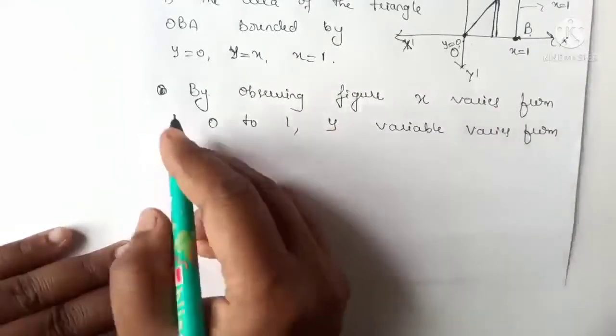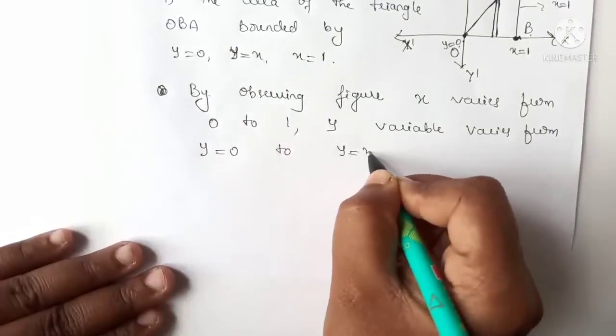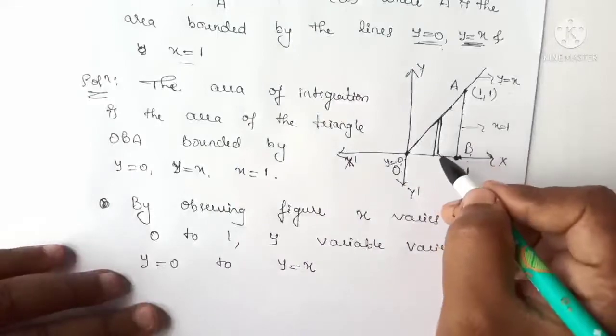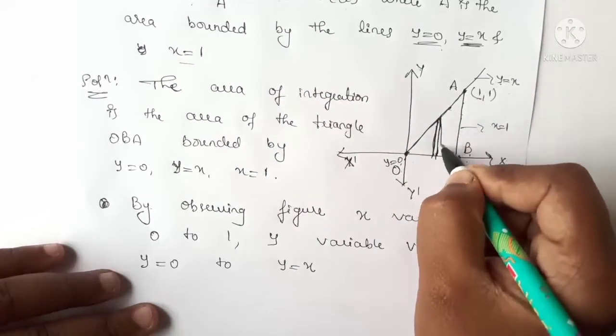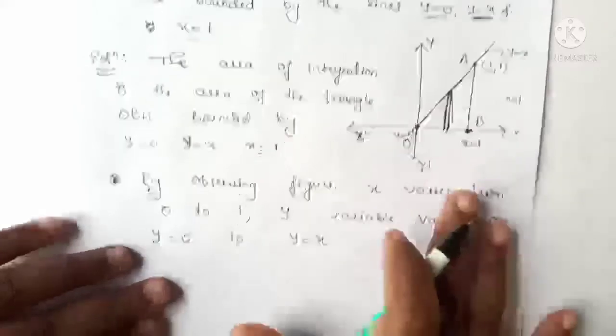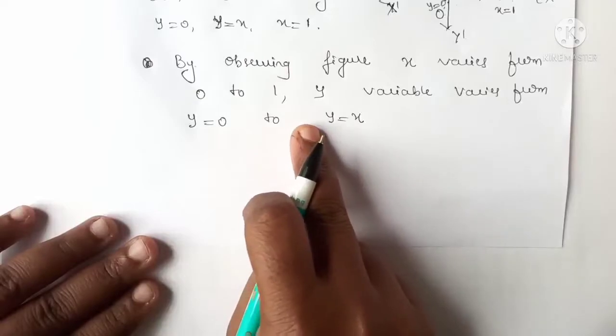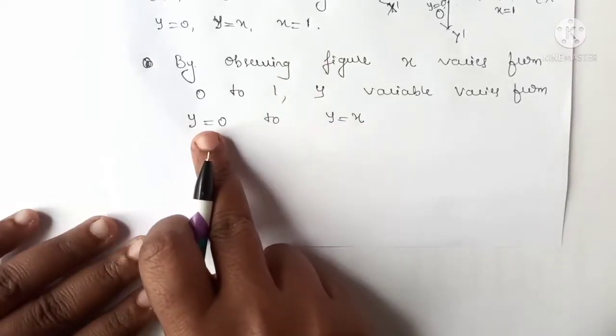So thus the variable y varies from y equals 0 to y equals x. Got this? Since we are taking a vertical strip, here the y value will be 0 to y equals x. Thus y varies from y equals 0 to y equals x.